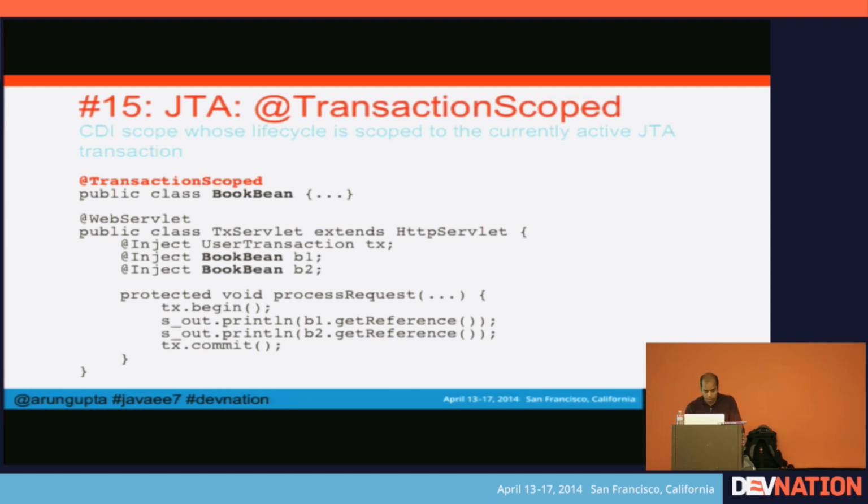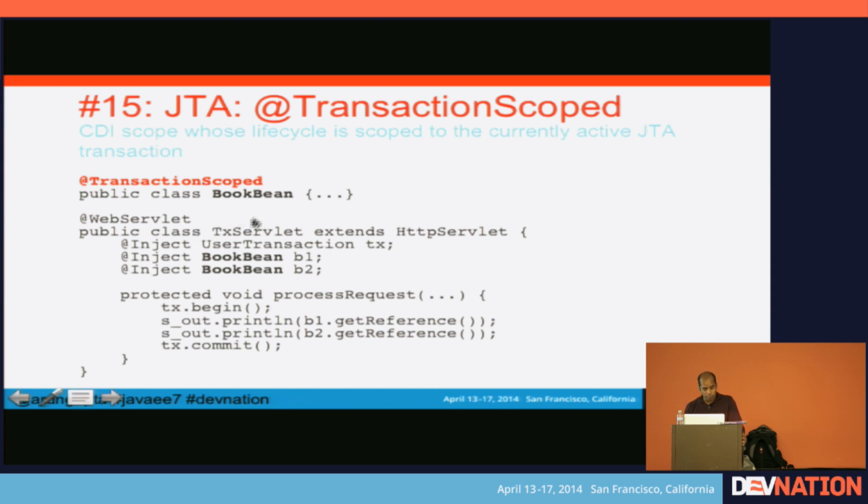So here, for example, this is a web servlet. So this is a simple servlet. Here I'm beginning a transaction. I'm injecting a UserTransaction. And I'm trying to inject two instances of the bean, B1 and B2. Now, the way CDI works, it basically has a proxy to the bean. Okay, so B1 and B2 are two proxies.